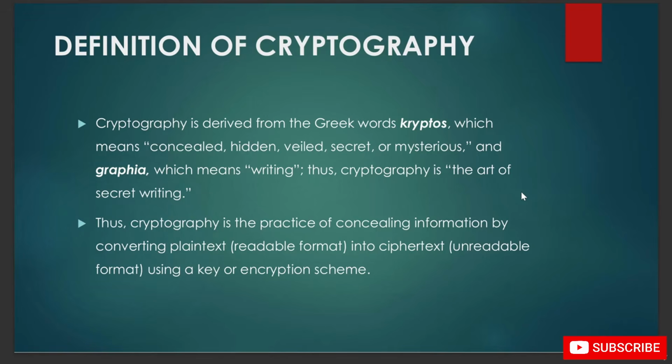So over here we have the definition of cryptography. Cryptography is derived from the Greek words cryptos, which means concealed, hidden, veiled, secret, or mysterious, and graphia, which means writing. Thus, cryptography is the art of secret writing. Now, cryptography is the practice of concealing information by converting plain text or readable format into ciphertext or unreadable format using a key or encryption scheme.